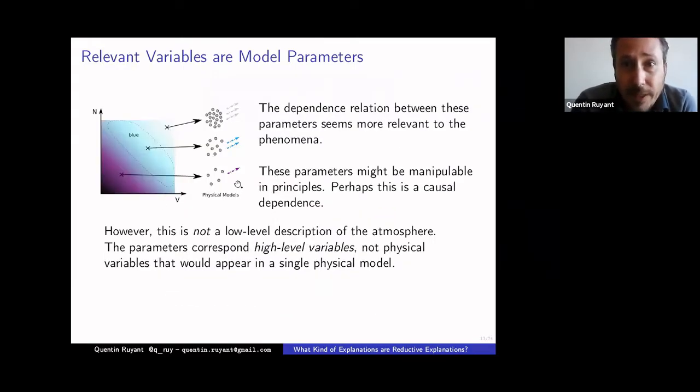So the dependence relation between these high-level parameters seems more relevant to the phenomena, and perhaps these parameters are even manipulable. Perhaps we have a causal dependence, but this graph is not a low-level description of the atmosphere. It's more like a map of possible realizations.